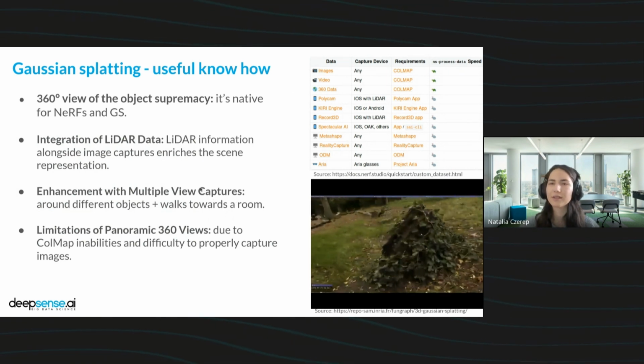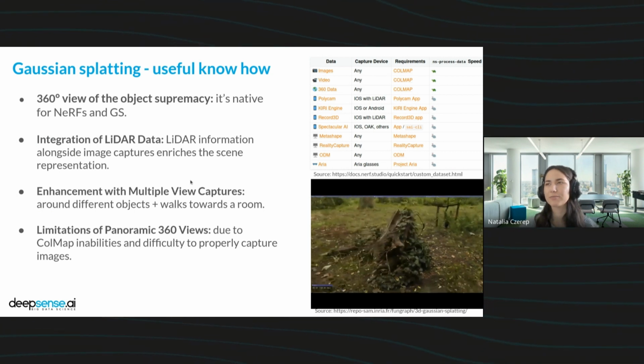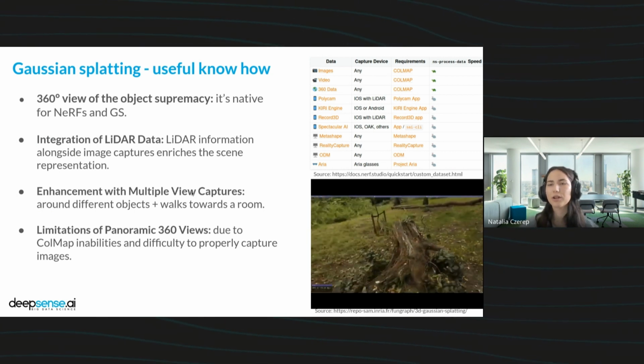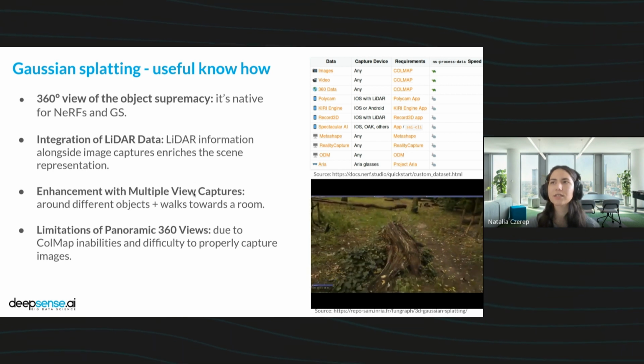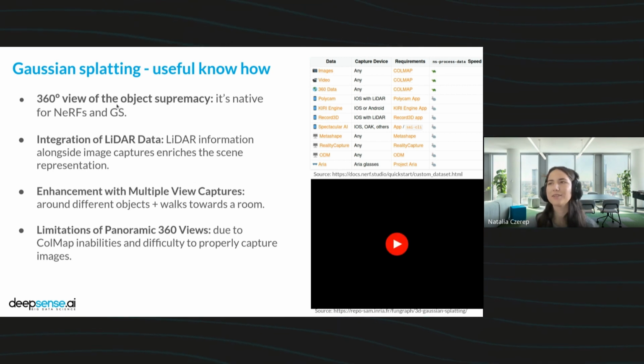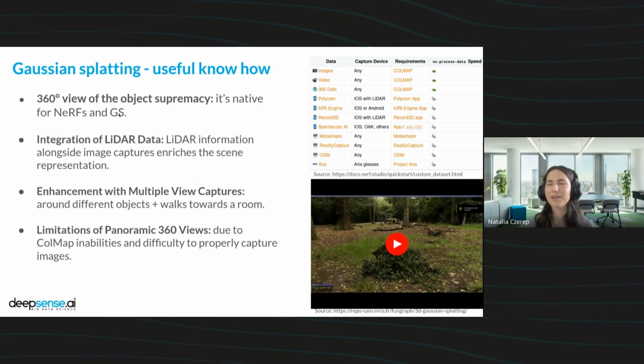When we come to an end, I want to share our thoughts and maybe useful tips for working with Gaussians. So first, when everyone is doing 360 views of an object and showing only that, it's because of a reason. It looks the best. Second tip would be if you have LiDAR data, if you have depth information, use it. It can only benefit your render.